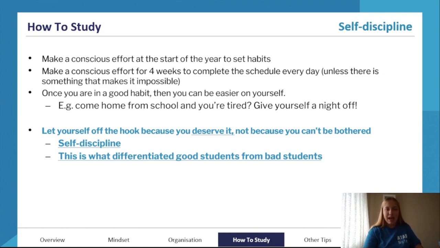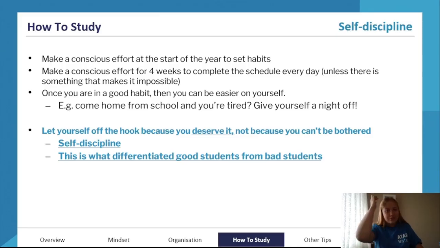And then once you're in a good habit, then you can give yourself some slack and be easier on yourself. Because you've set your habits, and you'll automatically bounce back to doing what needs to be done. So say you come home from school and you're feeling very, very tired, and you just give yourself a night off. At that stage, that's fine, because you've been sticking to the routine. There's a valid reason why you might be tired, and it's because it's getting a bit much, and that's when you can give yourself some slack.